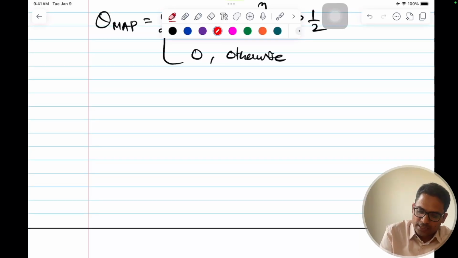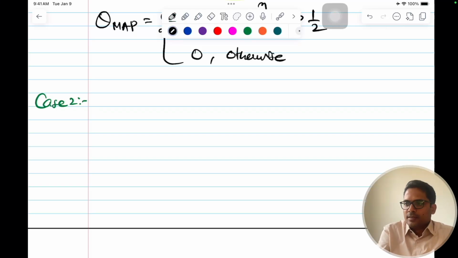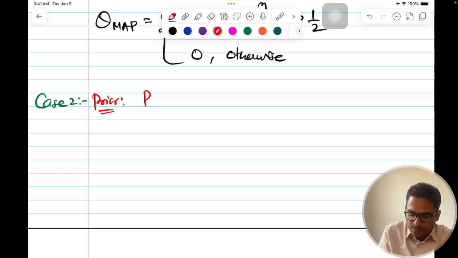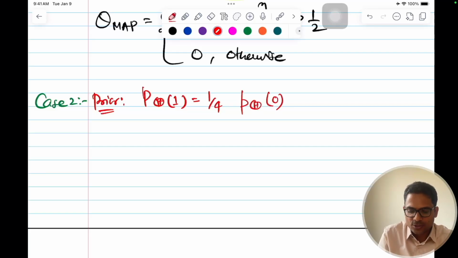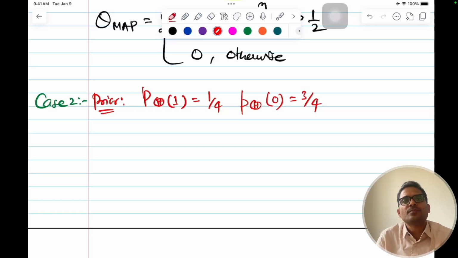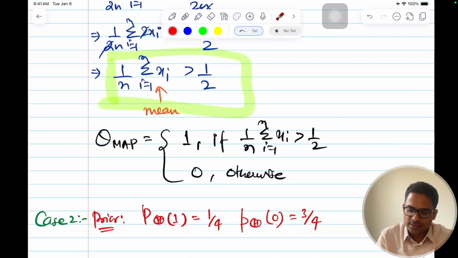So my case 2 would be that my prior information that I have is: probability of seeing theta 1 is less now, 1 by 4, and probability of seeing theta equal to 0 is more now, 3 by 4. I did the opposite now. Okay, so in this case what did we see?